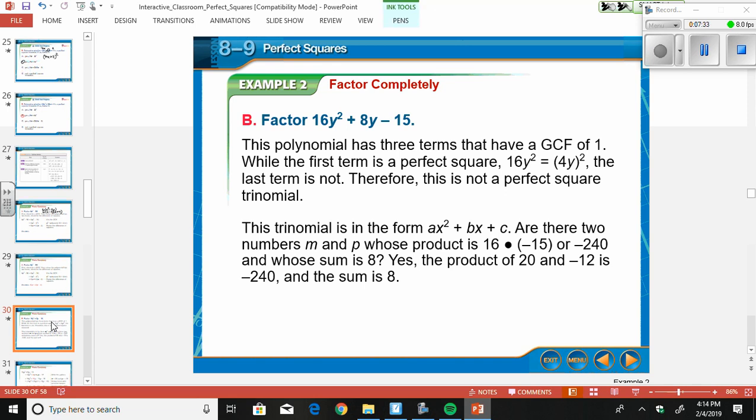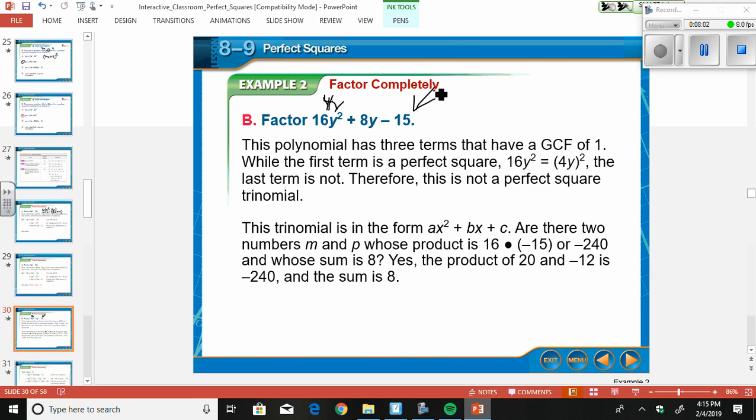Factoring here, so again, checking, we have 4y, so do you have anything that can be taken out? No. So we take out the square root of 16y squared. 15 is not a perfect square. So this trinomial is in the form ax squared plus bx plus c instead of ax squared plus 2ab plus b squared.